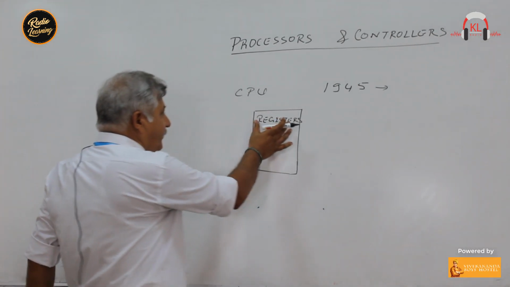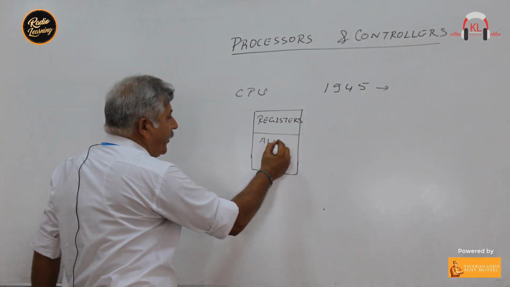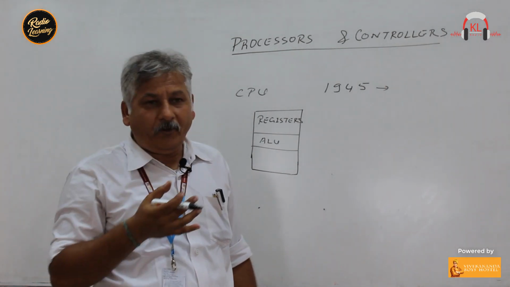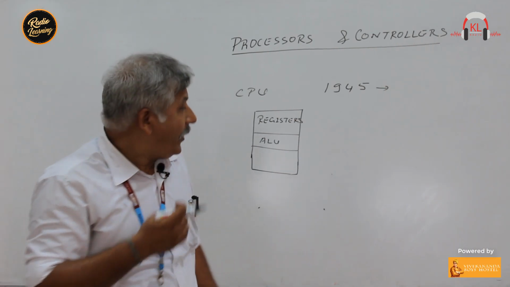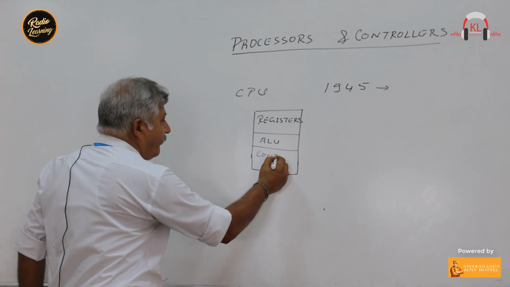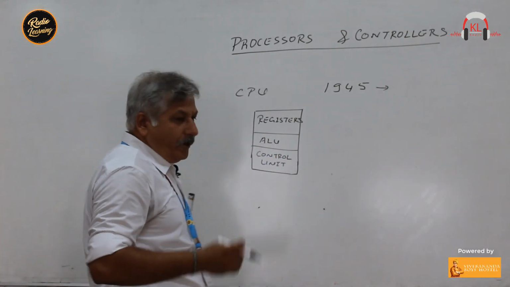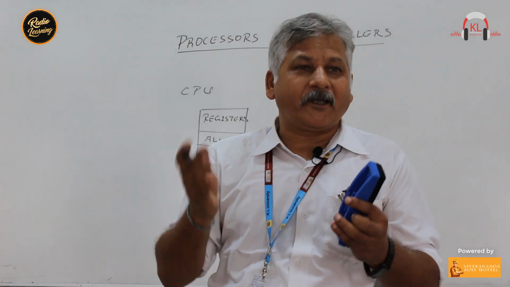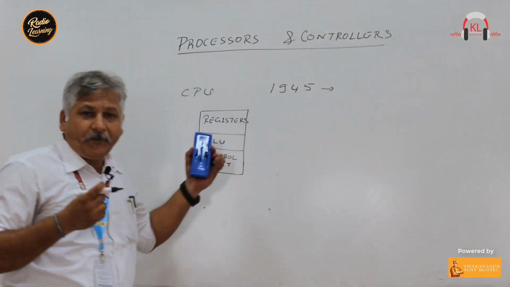And apart from these registers, we have the ALU, that is the arithmetic and logical unit, which is used to perform arithmetic operations and logical operations. And apart from this, we have the control unit. The purpose of the control unit is that it generates various types of signals which are used to perform the operation of this CPU.